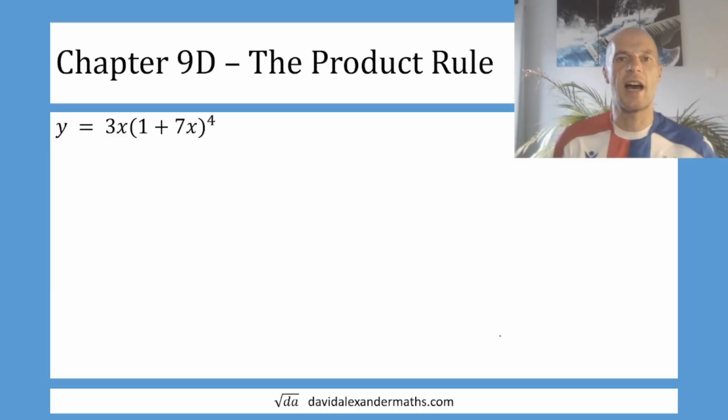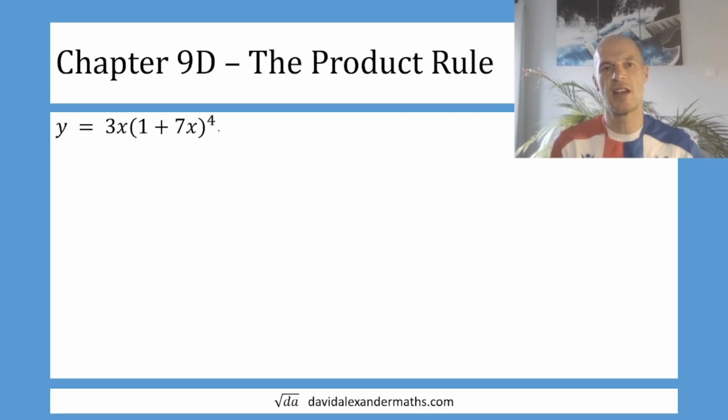Okay, so let's take a look at the product rule in action. Now, one way to differentiate this, and this would not be a very smart way, would be to expand this bracket, but it's a bracket to the power of 4, so that's 4 sets of brackets. Expand all that out and then multiply through by 3x, but that's going to be a lot of work.